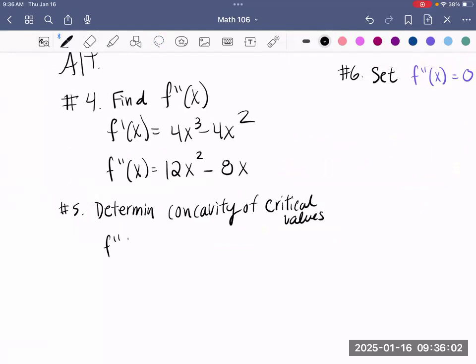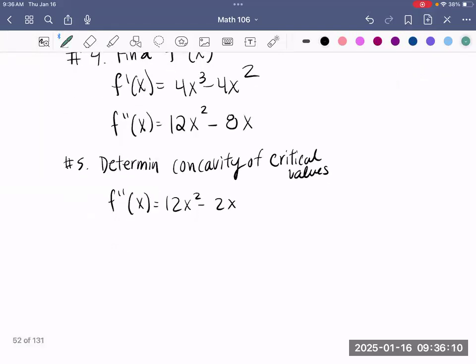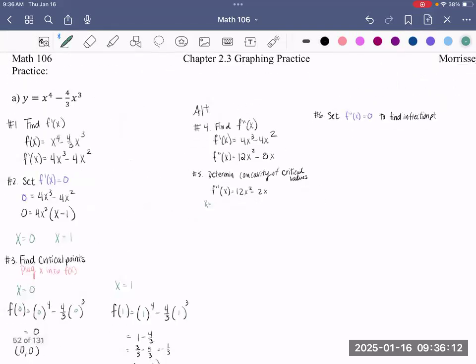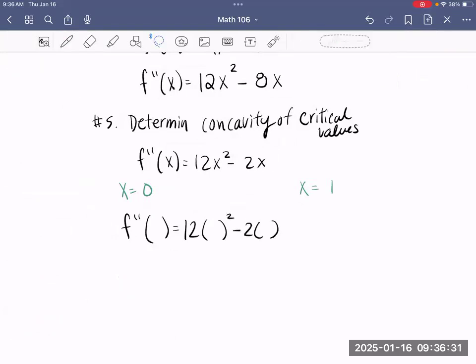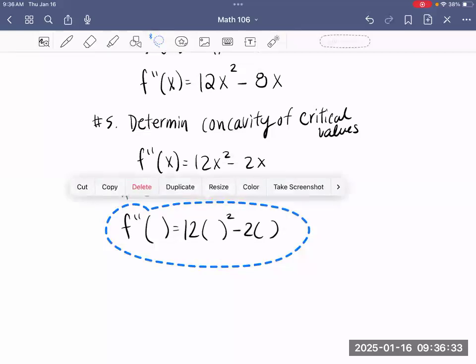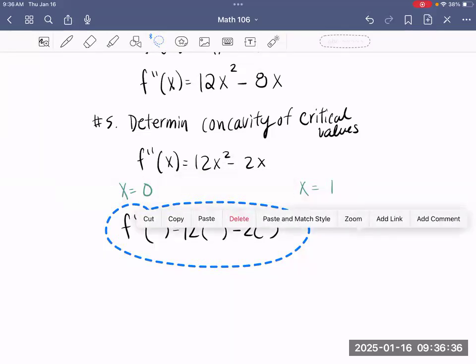So we can take your second derivative and we can test your critical values when x is equal to, we said, 0 and again when x is equal to 1. So we can go ahead and plug them in. And if you wanted to, you can factor out a 2 and an x to make it a little bit easier or not, doesn't matter. I'm going to copy and paste this here.